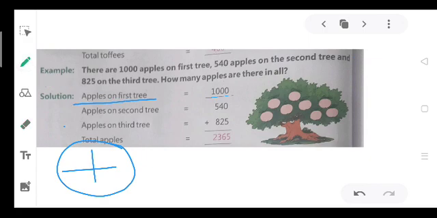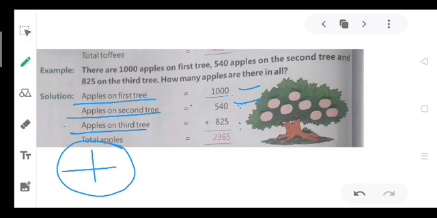Apples on first tree is equal to 1000. Apples on second tree is equal to 540. When we write 540, we will not write the digits from the left hand side. Keep in mind, whenever you write the digits, you will start writing from the right side, from the ones place. Now apples on the third tree, again start writing from the ones place.